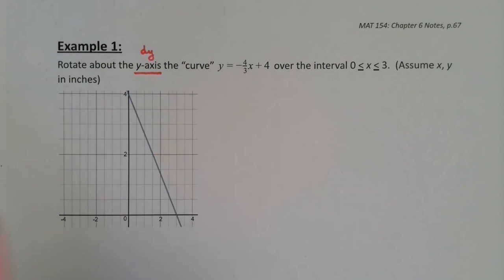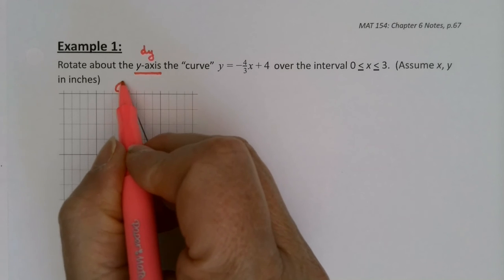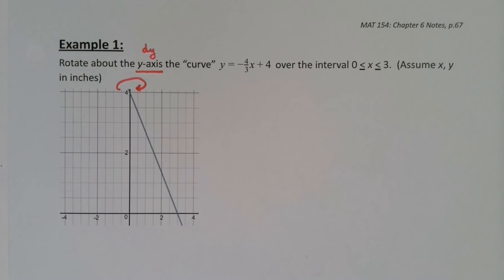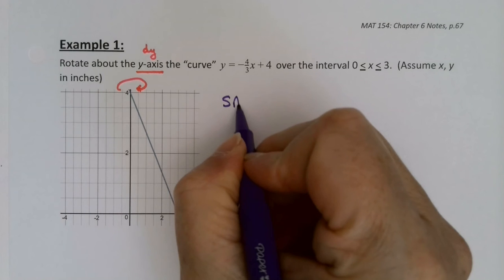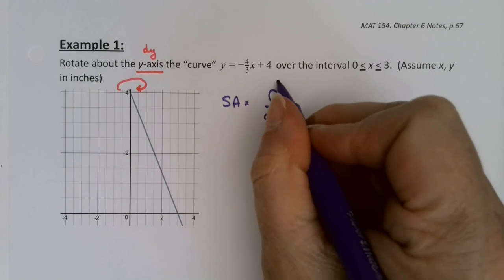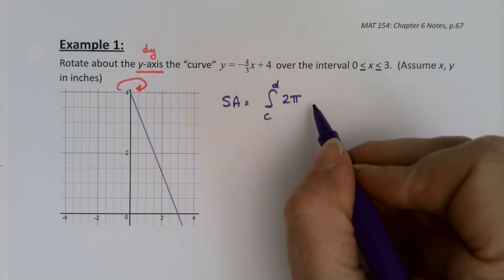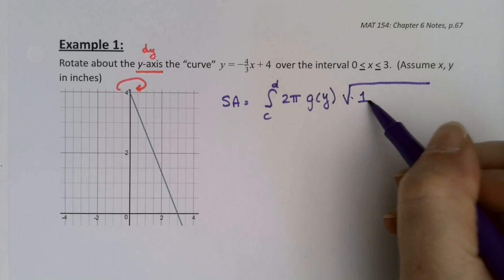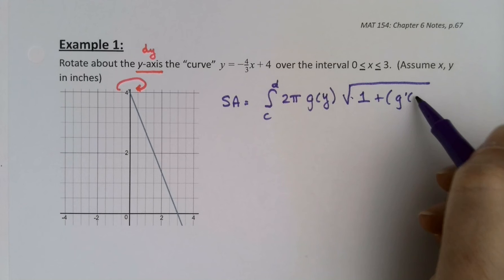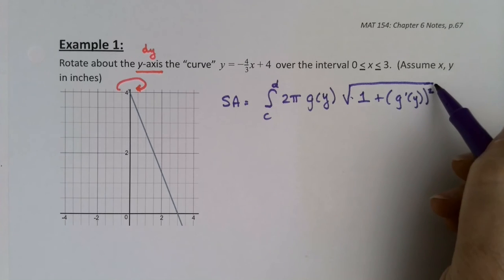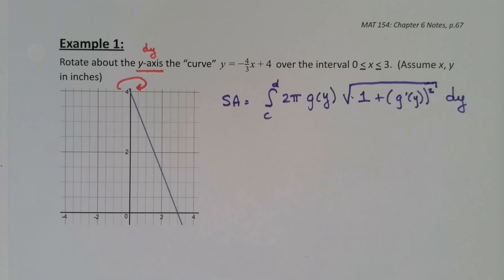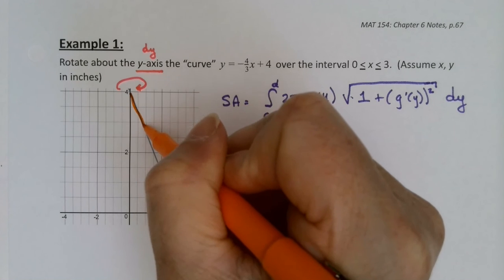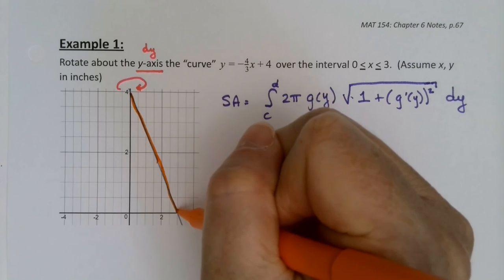Okay. Well, if we're going to rotate around the y-axis, then we actually need the formula that uses y. So let me write that out. The surface area is equal to the integral from c to d of 2 pi g of y, or h of y, it doesn't really matter, times the square root of 1 plus g prime of y squared, there's the arc length piece of it, dy. And we're taking this piece right here from x equals 0 to x equals 3, right there.